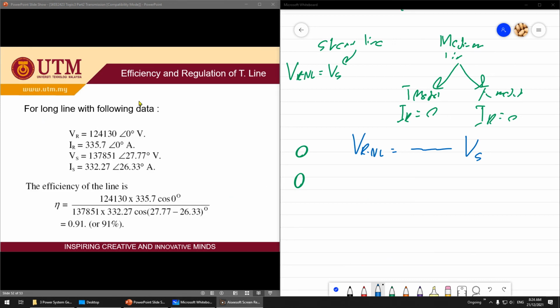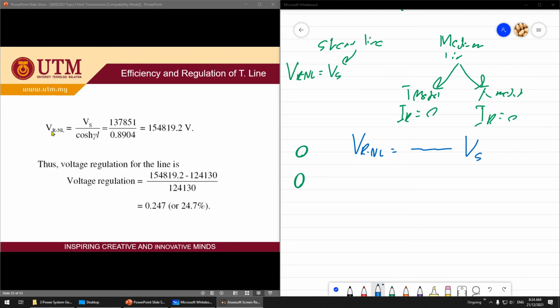How about long line? Actually, long line is out of your syllabus, but for efficiency, you also can calculate using the formula. So this one no need to worry, but the voltage regulation is much more complicated for long line. So for this one, probably you can avoid it. The formula for voltage regulation is the same also. The only problem is how to find the voltage at the receiving end at no load. If you want to memorize this you can, but usually it doesn't come up.